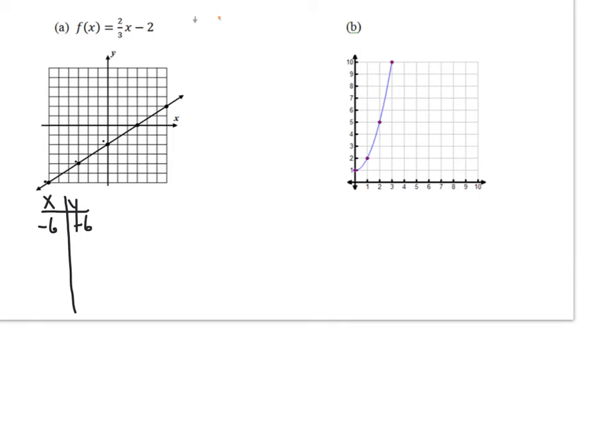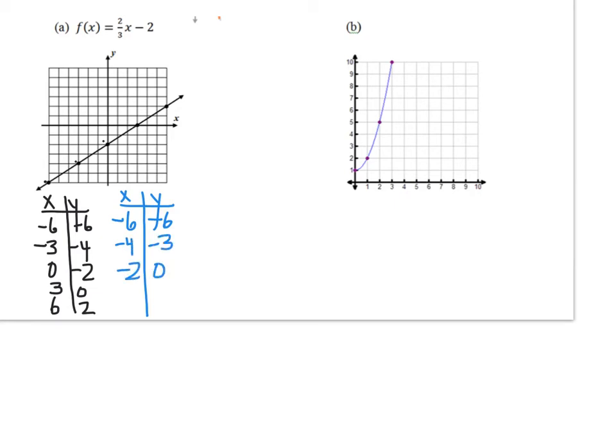-6, -6, -3, -4, 0, -2, 3, 0, and 6, 2. You can check those points on your graph as well. Now I want to find the graph of the inverse, which means that I am going to reverse the x and the y coordinate. So I'm going to say my new x is what my y used to be. The first point doesn't change, -6, -6. The second point becomes -4, -3, -2, 0, 0, 3, and 2, 6.